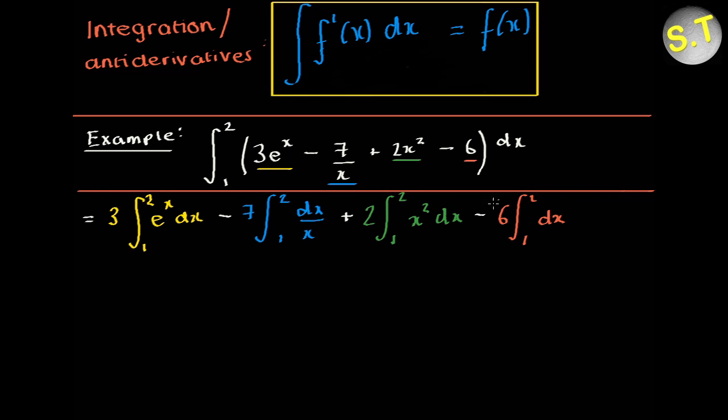And the reason we can pull the constants out in front of the integral symbol is because they will always multiply the end result. So, for the first part in yellow, we know that the derivative of e to the x is still e to the x. So the antiderivative, or the integral, of e to the x must still be e to the x. So we still have the 3, and then the integral of e to the x, which is equal to e to the x, and we still need to evaluate this between 1 and 2.